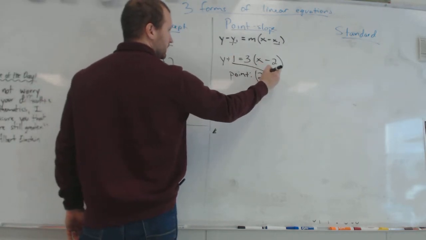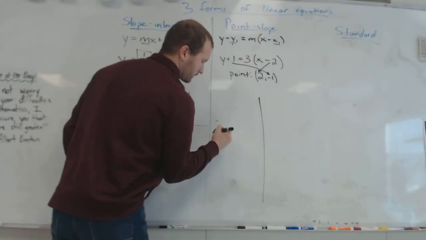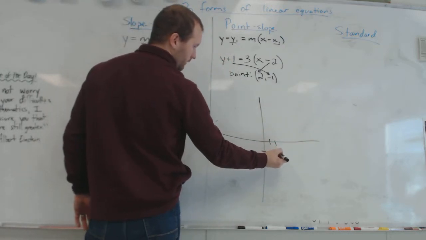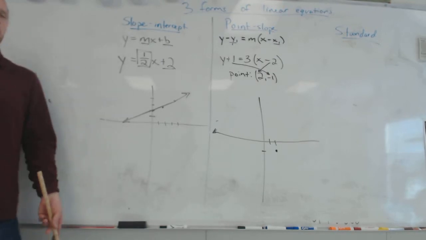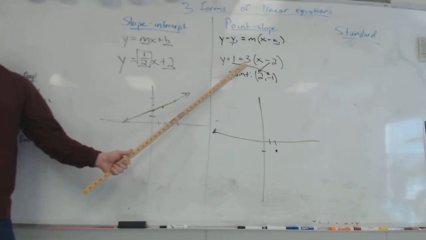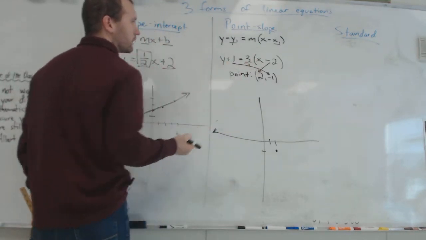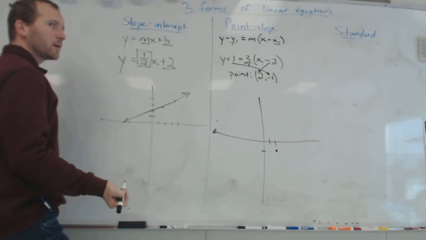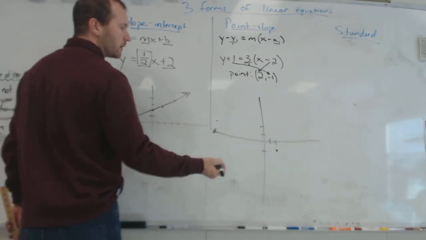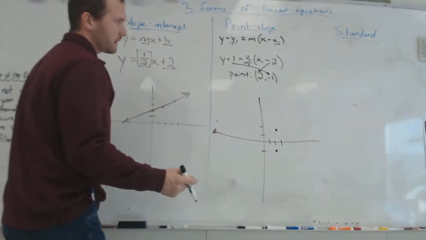The negative 1 is the opposite of that. The 2 is the opposite of that. So 2, negative 1. Where am I going to get my second point? How am I going to find it? Look at that slope. Imagine that's a 3 over 1. So I'm going to go up 1, 2, 3, and over 1. So my point is right there.